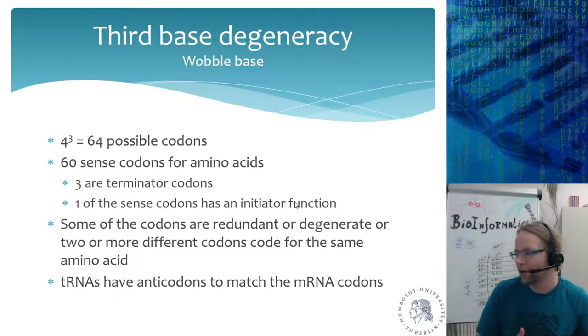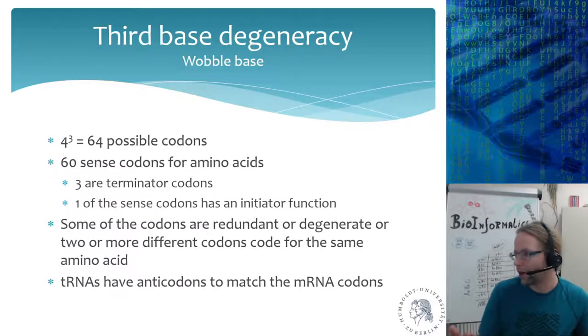And here, indeed, 4 to the power of 3 means that we have 64 possible codons. So there are 60 sense codons for amino acids, there are three terminator codons because you need to tell the ribosome to stop at a certain point, and there is one codon which is used as the initiator, because you also have to tell the ribosome to start making a certain thing. And so some of the codons are redundant or degenerate, as we call them. Two or more different codons are coding for the same amino acid.